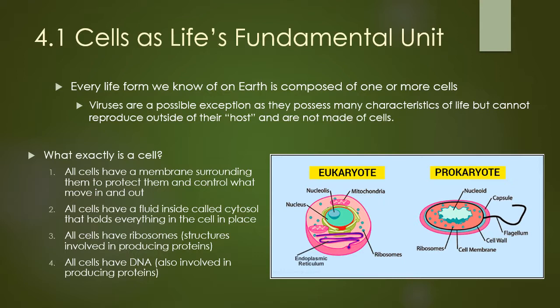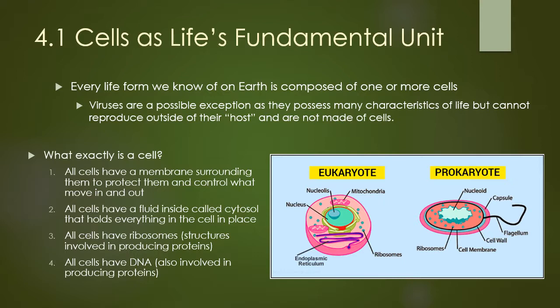Every life form that we know of on Earth is composed of one or more cells. Viruses are a possible exception. I'll bring that up just so you know this as you hear the different terms. Viruses possess many characteristics of life, but they can't reproduce outside of their host. So they can live and reproduce inside, say, your body, but they can't reproduce on their own, just out in the air. And they are not made of cells. So there's a gray area between whether we consider them a living thing or not. They're the only thing that we know of that fits in this category, but every other living thing we know of is made up of one or more cells.